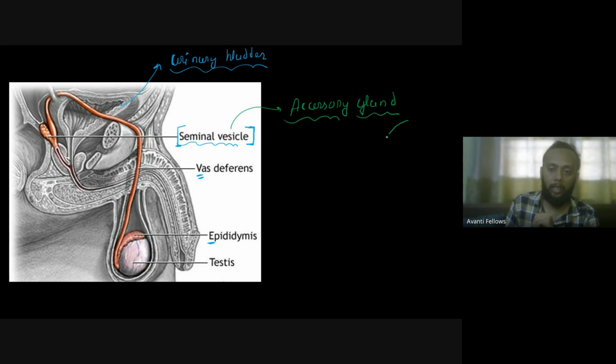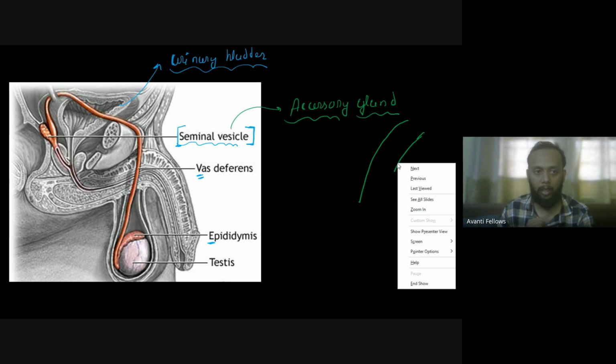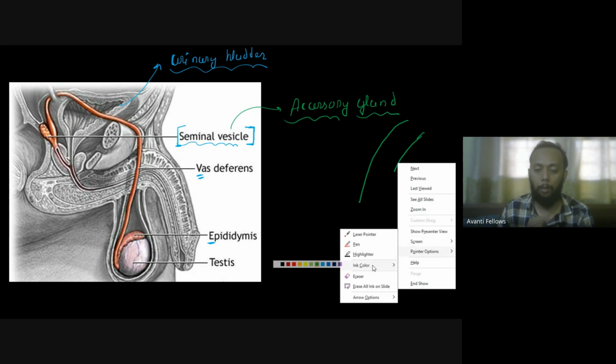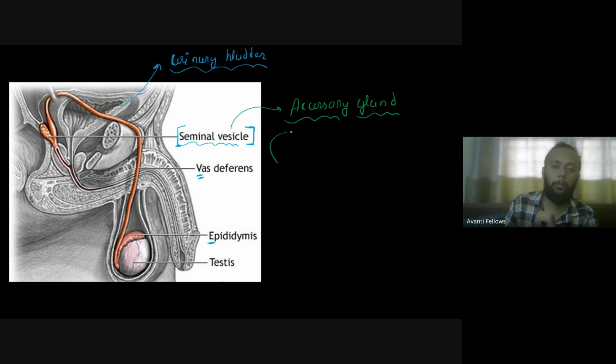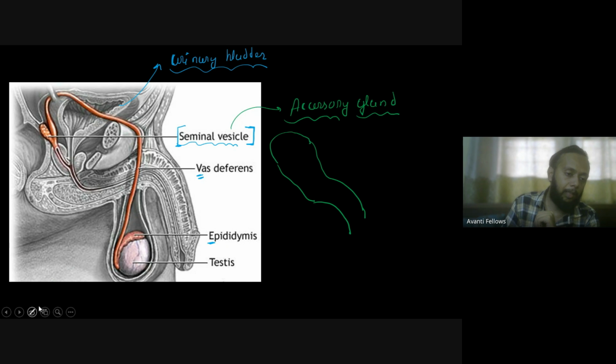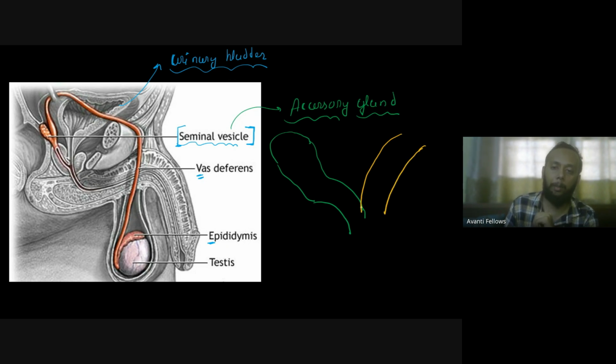So assume that this is your chamber. You have some secretion coming from the accessory gland, and you have a vas deferens which is coming from another side, bringing the male gametes. Here the vas deferens is coming from, and the vas deferens will be having the male gametes. So this is my vas deferens over here.